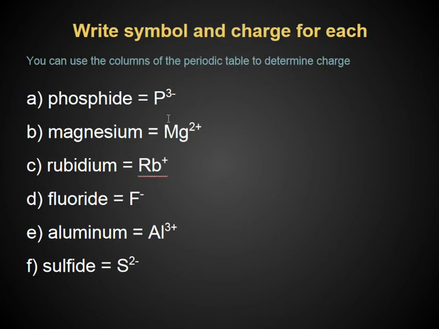Writing the symbol and charge for each: you can just use the periodic table, which I'll show later, to find out the charge on each of the ions here.